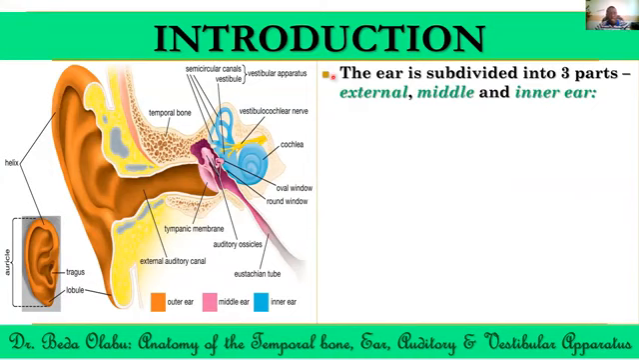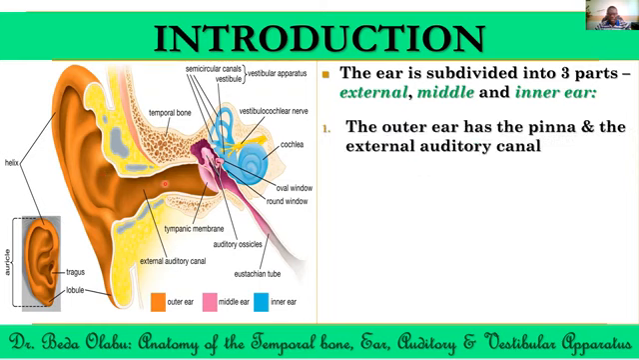We know that the ear is subdivided into three basic parts: the external ear, also known as the outer ear, the middle ear, and the inner ear. So this is the outer ear, this is the middle ear, this is the inner ear. The outer ear consists of this thing, which we call the pinna of the ear, and this one, which we call the external auditory canal.